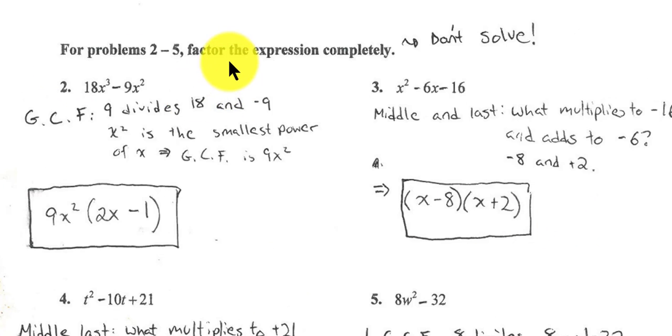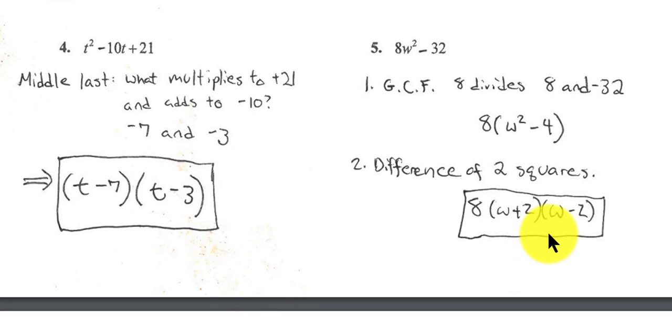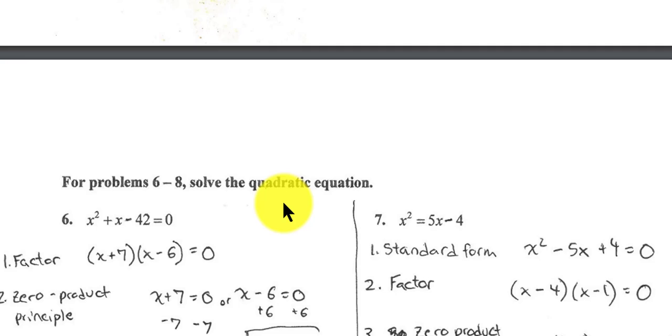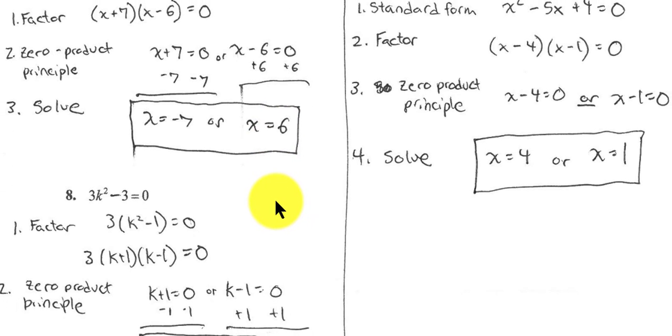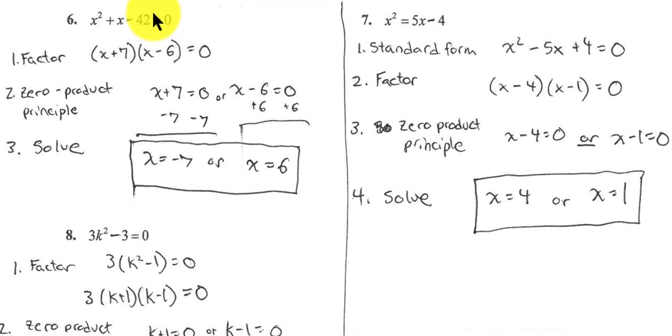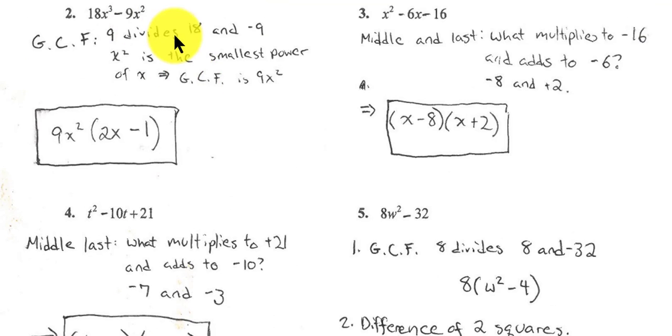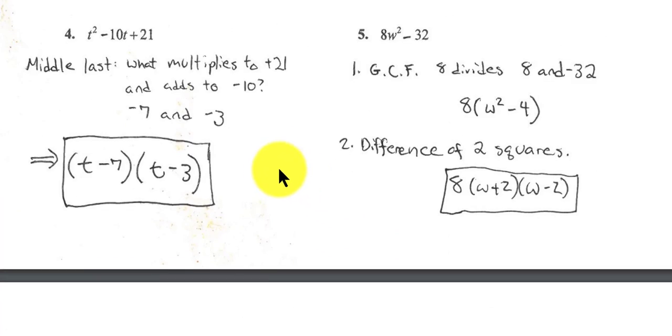So again, for all of these problems, it said factor. There is no equal sign. So we could only reduce. We couldn't solve. Numbers 6, 7, and 8 are very similar, except now there's an equal sign. So my suggestion here would be to factor the left side of the equal sign, similar to what you did for problems 2 through 5.